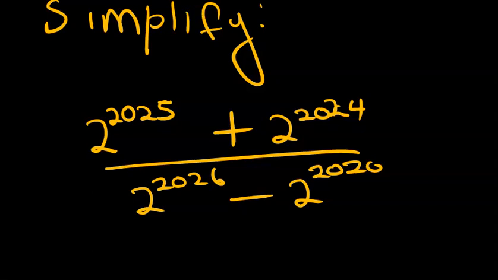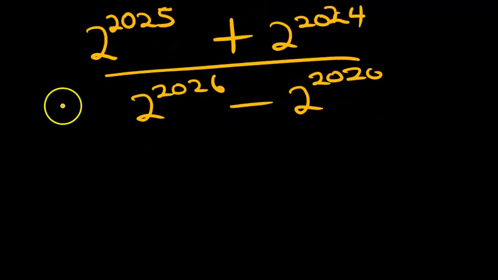In this video, we need to simplify (2^2025 + 2^2024) / (2^2026 - 2^2020).